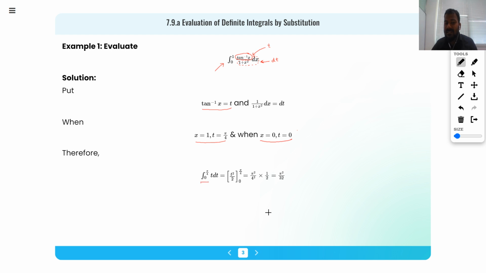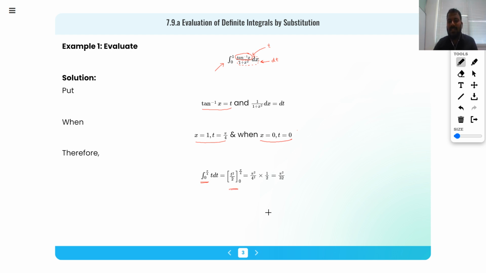I can write down the integral from 0 to pi by 4, where tan inverse x has become t, and 1 by 1 plus x square dx has become dt. So it becomes t dt, a very simple integration. Now we have the integral of t dt. What is the integral of t dt? It is nothing but t square by 2.